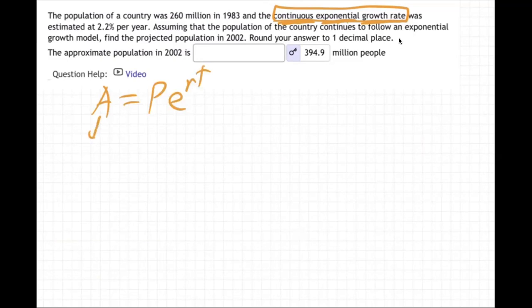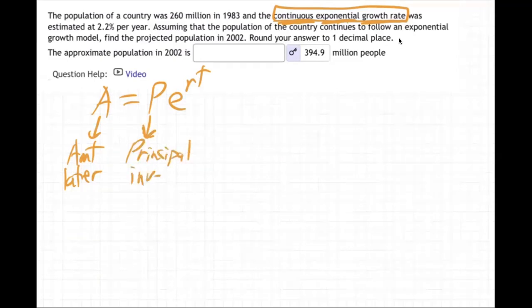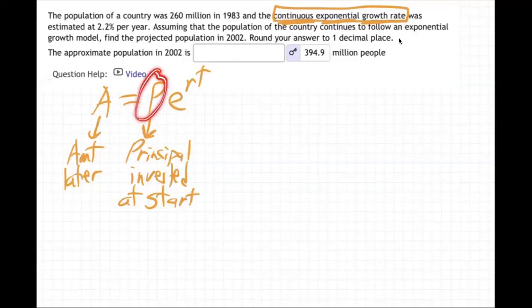So remember what A is. It's the amount later. P is the principal, like if it's money, principal invested at the start. It's really a financial formula. We can use it for anything. So P is like the principal, like the money you first put in the bank or invest, and it grows to be some amount A later. R is the rate, T is the time. I think that you know.